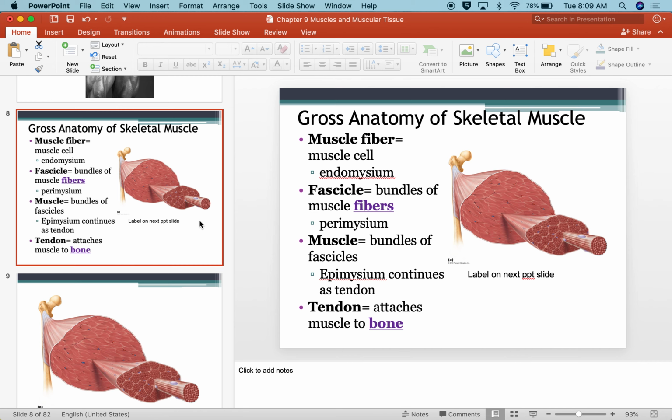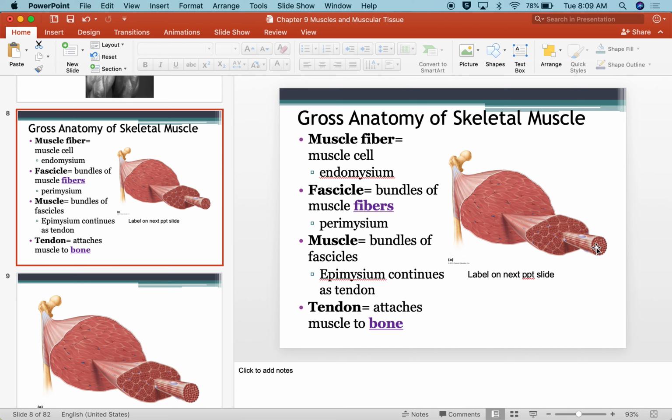So skeletal muscle, like I said, is also known as a muscle fiber. So we have these bundles within the muscle to give us a large muscle. So we have endomysium, which surrounds the actual muscle cell. That's like this covering to hold it together.